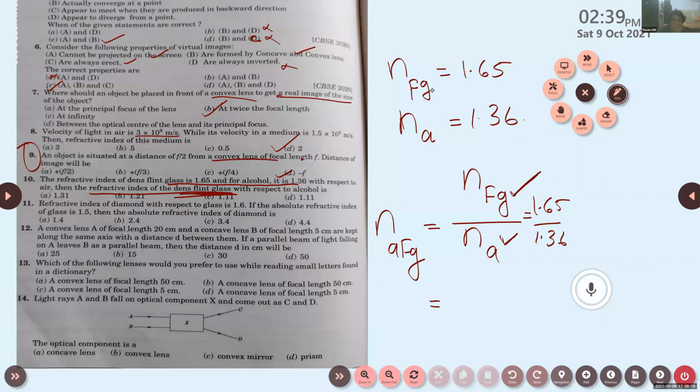Yes? And this now we want to divide 1.65 by 1.36. You can change that decimal point by multiplying it with a common number, by 100. Then it becomes 165 divided by 136. This is a big number.